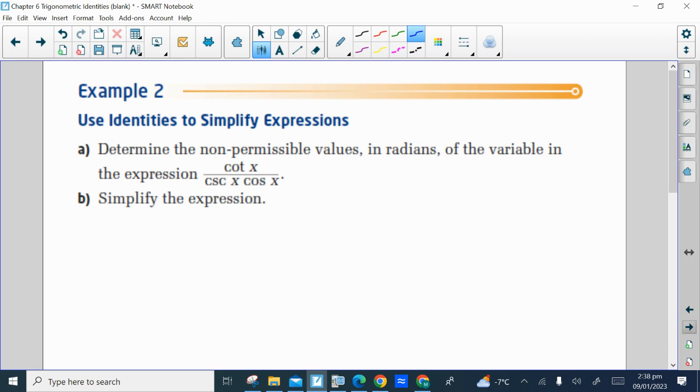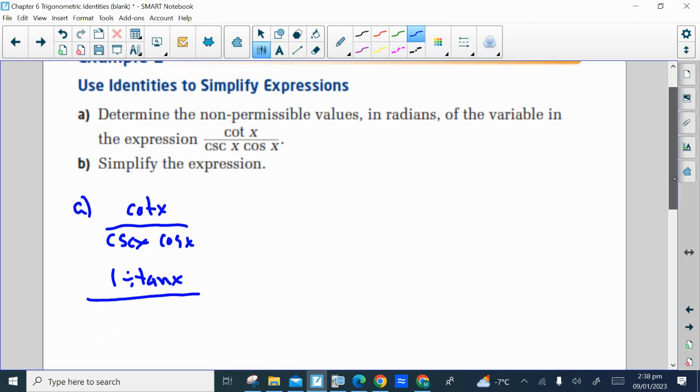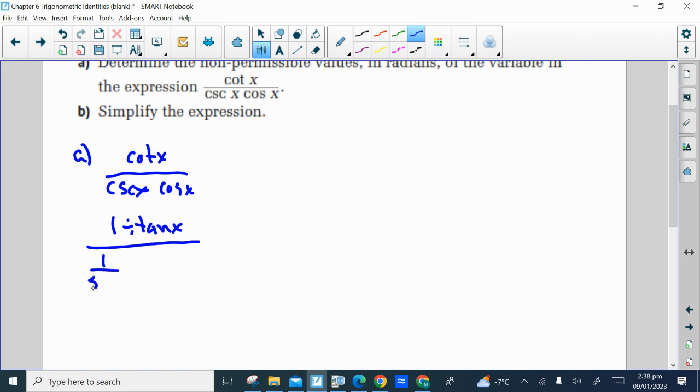So part A on example 2 says determine the non-permissive value in radians of the variable in that expression. So as you've seen, what we have done in every case is we determine what all the denominators are. So cotan is 1 divided by tan x, all divided by cosecant, which is 1 over sine x times cos x, or cos x over 1.